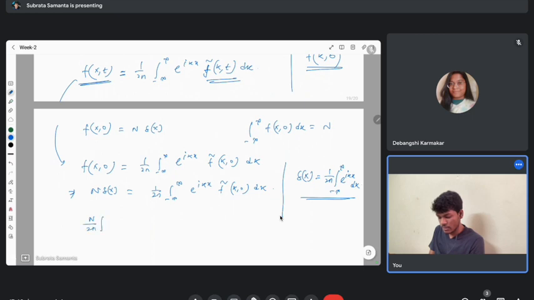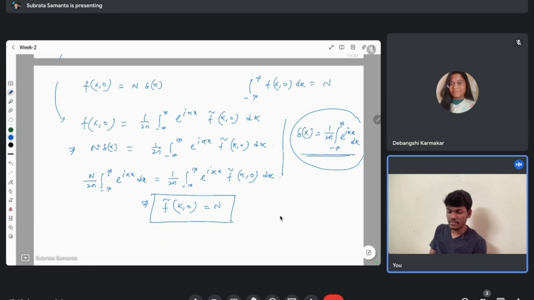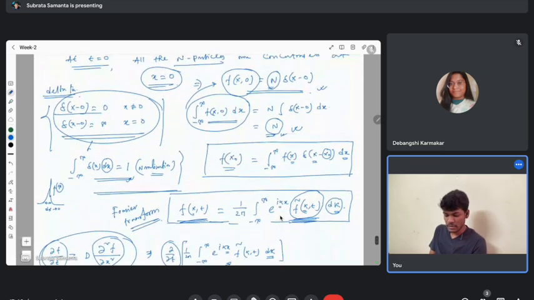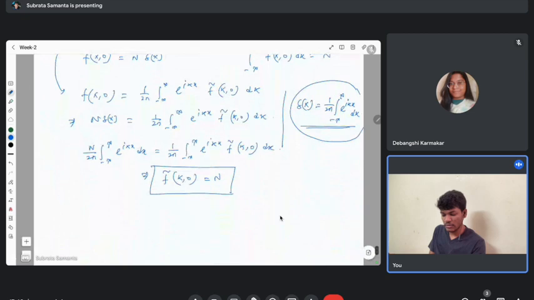Once you know this identity, we can put this form in: N over 2 pi, integral e to the power ikx dk, equals 1 over 2 pi, integral e to the power ikx f tilde(k,0) dk. Comparing both sides, we get that f tilde(k,0) is actually N, right? This is a delta function identity. We have to do one more step from this equation; if not, I can discuss it in the next class.